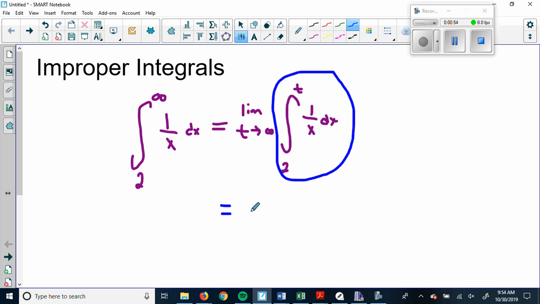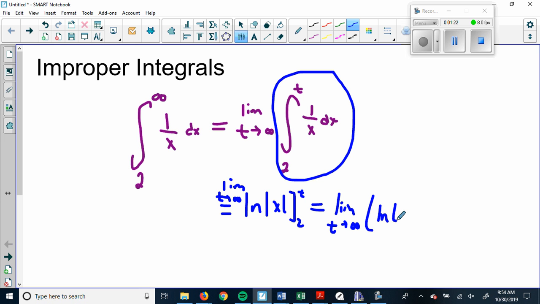So you guys know what this is. This is the natural log of the absolute value of x. We're going to evaluate from 2 to t. I forgot something here. We're going to plug in the limit as t approaches infinity. And so this is going to equal the limit as t approaches infinity of the natural log of t, which we're going to say has to be bigger than 2, so it's going to be positive, minus the natural log of 2.